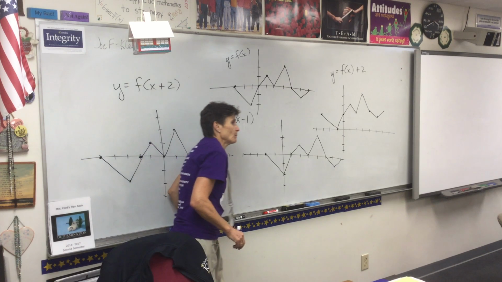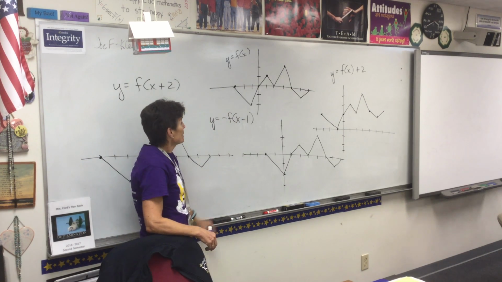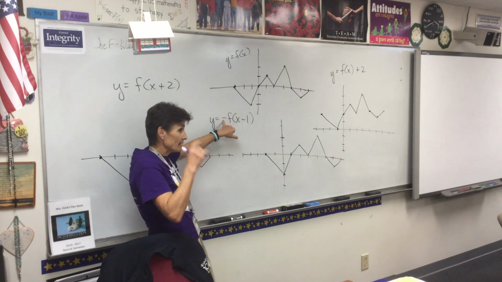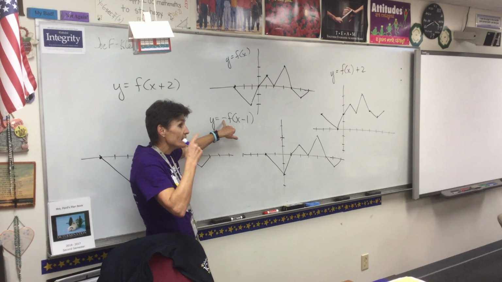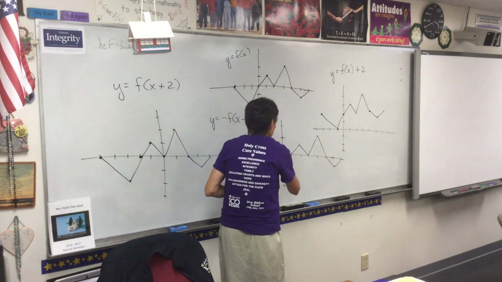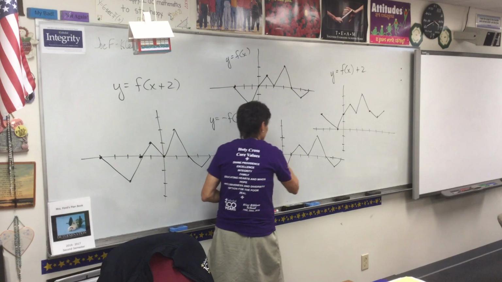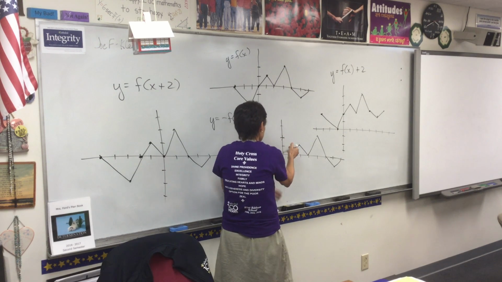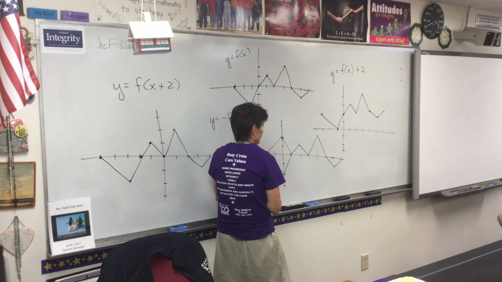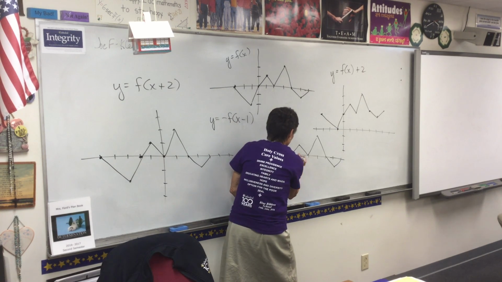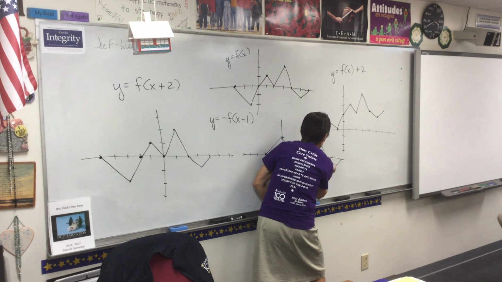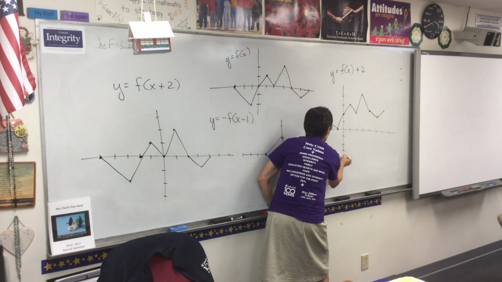Now what do I have to do? See that negative out in front? A negative out in front turns me upside down. So I'm going to take everything I just drew and I'm going to flip it upside down. So it's going to be up here. This is going to be down here. This is going to be down here. And this is going to be up here.